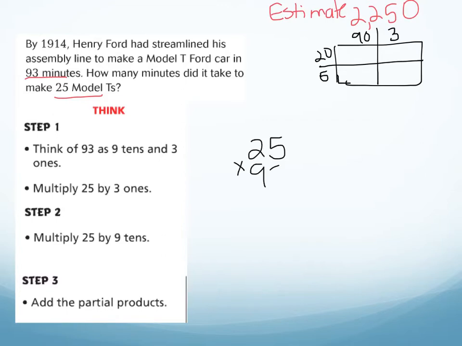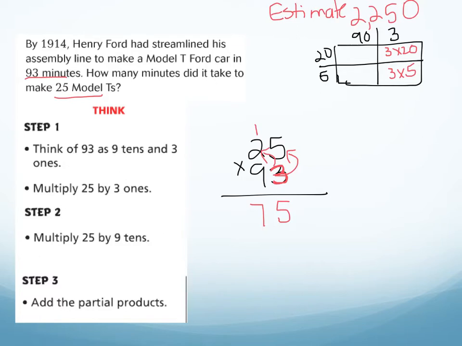25 times 93. And I'm going to start by multiplying by my 3 ones. This first step is just like multiplication from this first chapter. I need to multiply my 3 ones times 25. I'm going to do 3 times 20 and 3 times 5. 3 times 5 is 15. So I put down my 5 and regroup my 1. 3 times 2 is 6, plus 1 is 7.